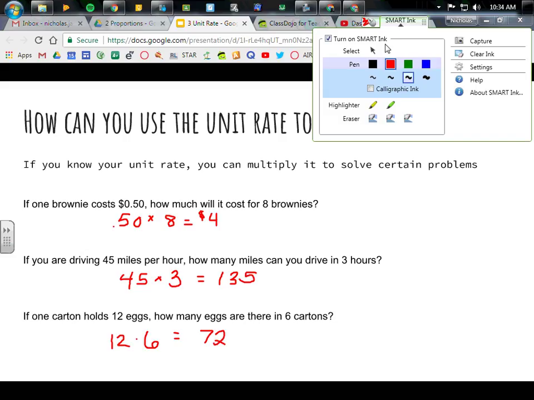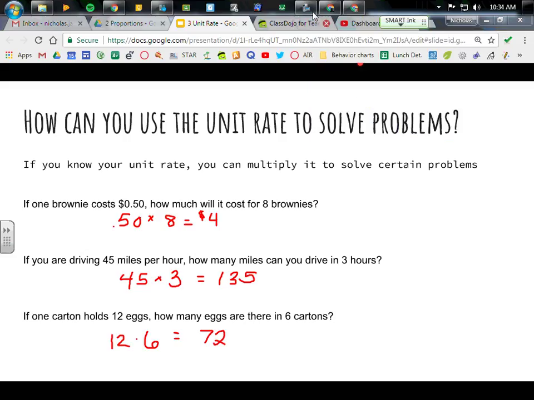All right, so that's unit rate. It's a very useful piece of information when you are dealing with proportions.